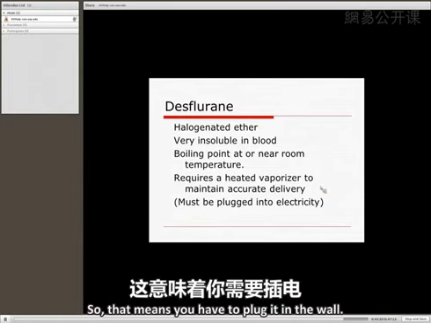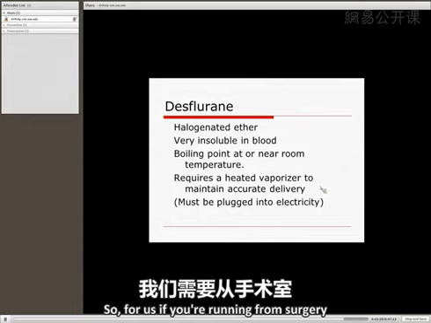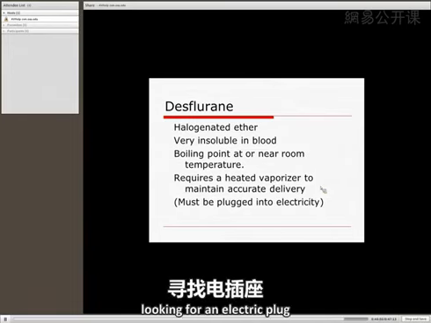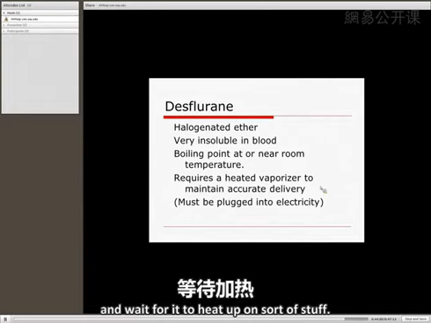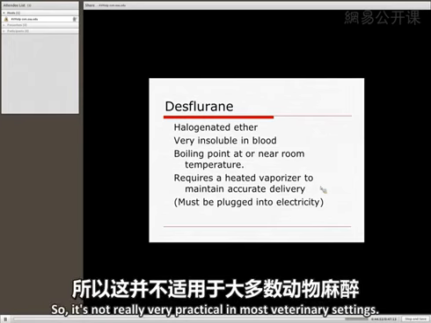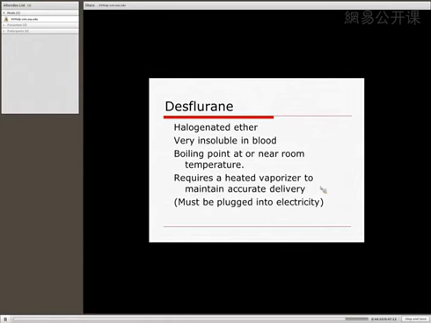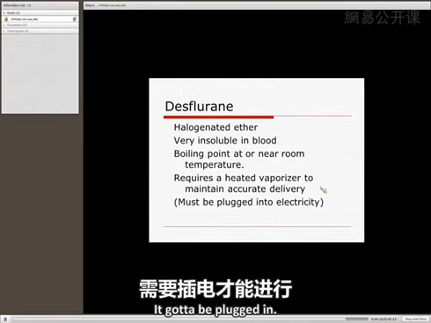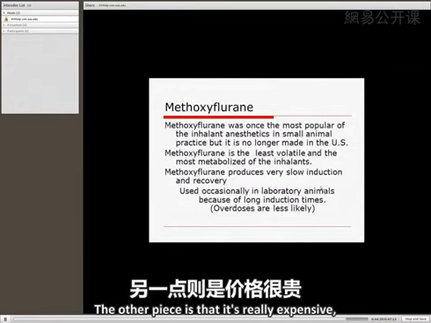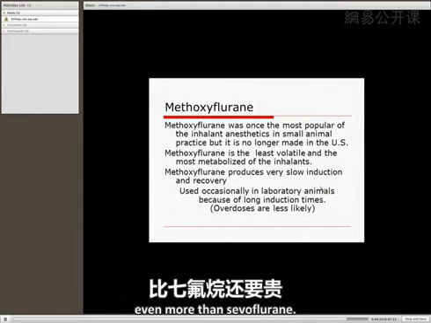so you can then control how much you're delivering easier. So that means you got to have it plugged in the wall. So for us, if you're running from small animal surgery down the hall to radiology, the vaporizer won't work as long as it's unplugged from the wall. You got to look for an electrical plug and wait for it to heat up, all that sort of stuff. So it's not really very practical in most veterinary settings. Got to be plugged in. The other piece is that it's really expensive, even more than sevoflurane.